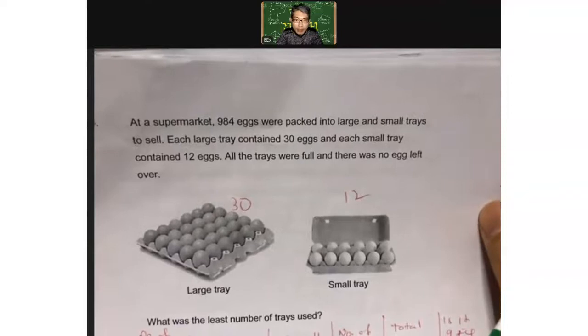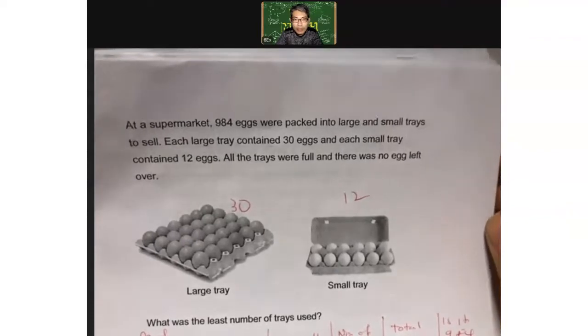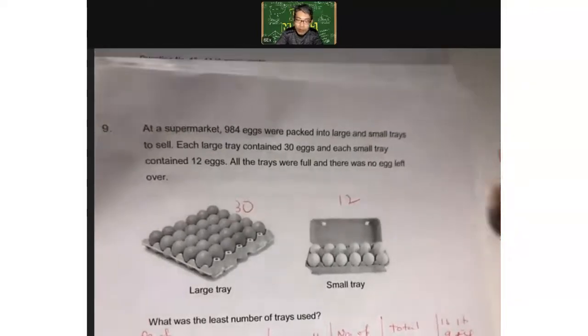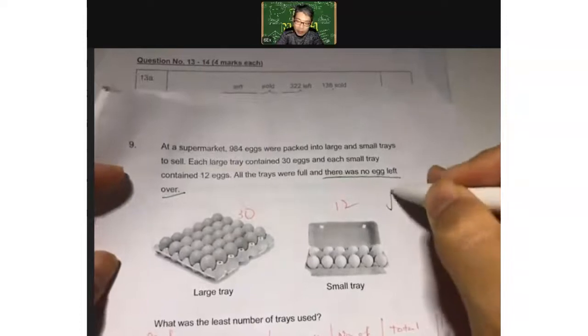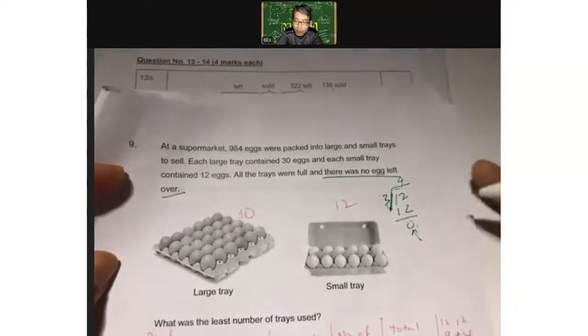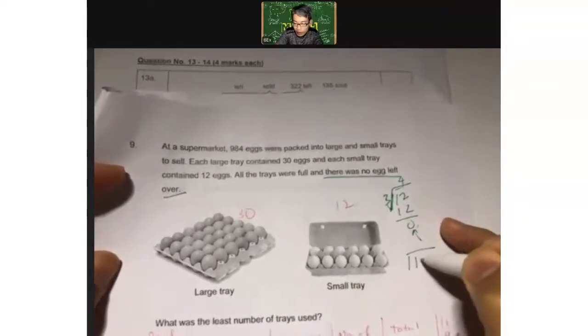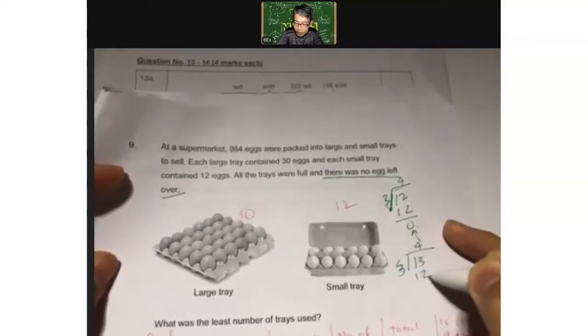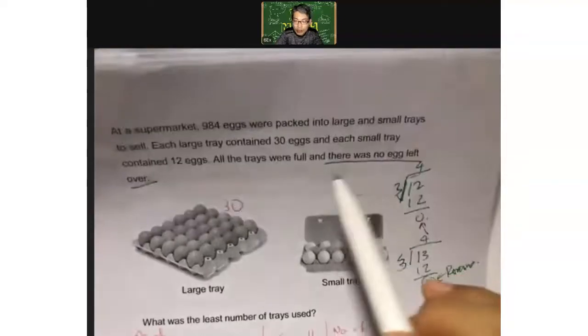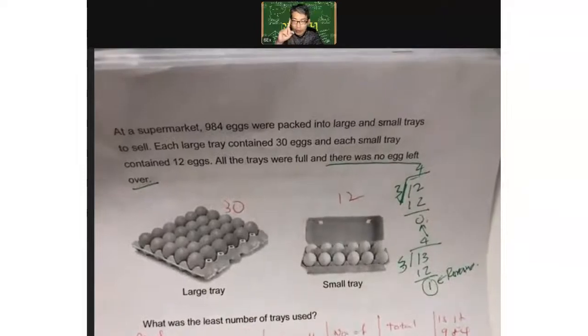At the supermarket, 984 eggs were packed into large and small trays to sell. Each large tray contained 30 eggs and each small tray contained 12 eggs. All the trays were full and there were no eggs left over. This is a very important clue. There were no leftovers. What is the meaning of leftover? For example, 12 divided by 3, 3 times 4 is 12, the leftover is 0. This is called no leftover. Leftover refers to remainder. For example, 13 divided by 3, 3 times 4 is 12, we have 1. This is a remainder. Remainder is a leftover. So the language here tells you there's no remainder. Bear that in mind.